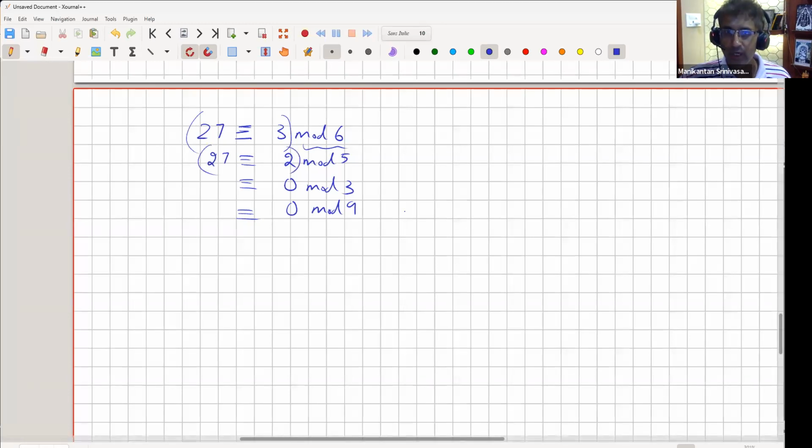So 27 is equivalent to 2 when you divide by 5. Both leave a remainder of 2, meaning 2 when divided by 5 leaves a remainder of 2. And 27 is equivalent to 0 when you divide by 3, and by 9. So the way you write it is like this. So you understand the notation now, right?